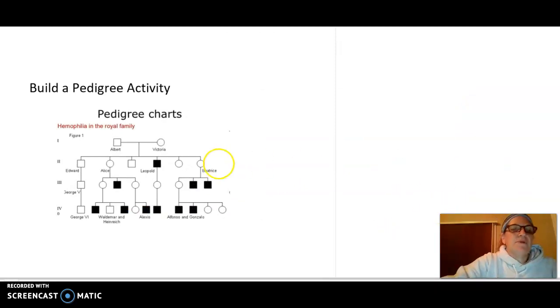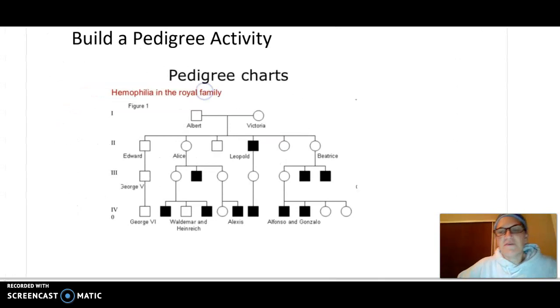Here's an example of one of them. So hemophilia. In royal families, hemophilia is very common. It is a recessive trait. However, there's something also pretty unique about it. It's not just a recessive trait. If you look at this pedigree, what is one of the first things you notice about the affected individuals?